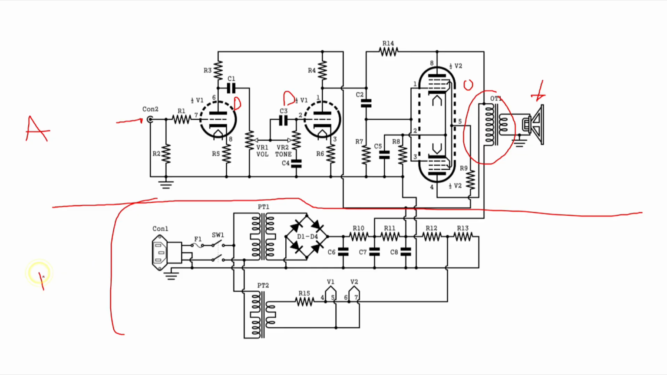Down here is our power supply. And our power supply, this is where our plug comes in from the wall. And here's where we convert AC to DC. Now this is a depiction of solid state diodes right here.